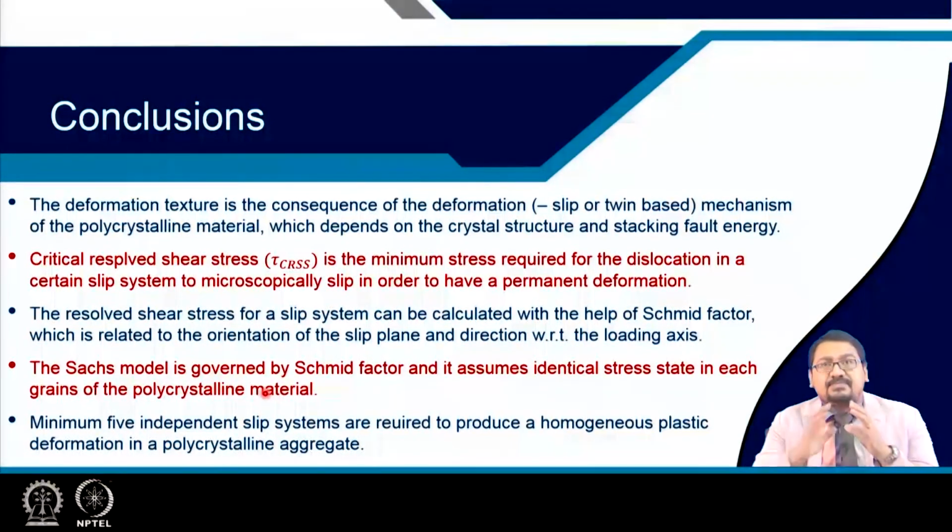The Sachs model for the polycrystalline material is governed by the Schmid factor, and it assumes identical stress in each grain of the polycrystalline material, right. Finally, and most importantly, the von Mises condition for the plastic deformation, or the von Mises criterion, is that a minimum of 5 independent slip systems are required to produce a homogeneous plastic deformation in the polycrystalline aggregate.